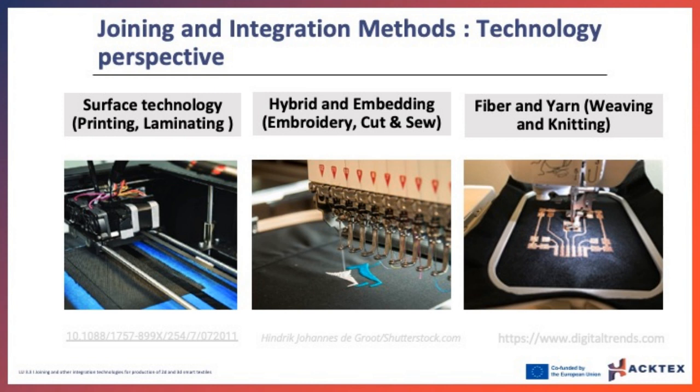Joining and integration methods based on technology perspective. Here you will learn about the joining and integration methods from a technological perspective. Based on that, the methods can be divided into technology groups such as surface technology, hybrid and embedding, fiber and yarn. Printing and laminating are examples of surface technology. Embroidery is an example of hybrid and embedding. Weaving and knitting are examples of the fiber and yarn technology group for joining and integration methods. On the following slides, there will be a brief description of some of the common methods.